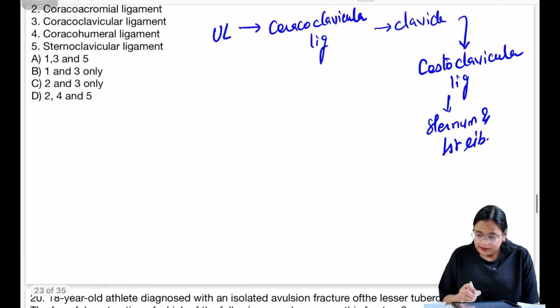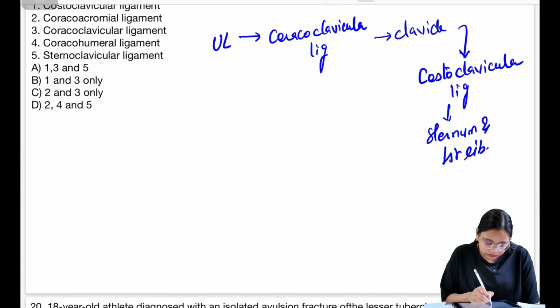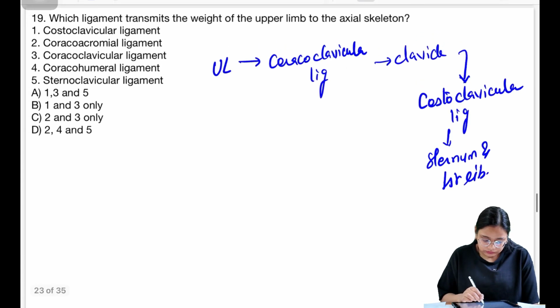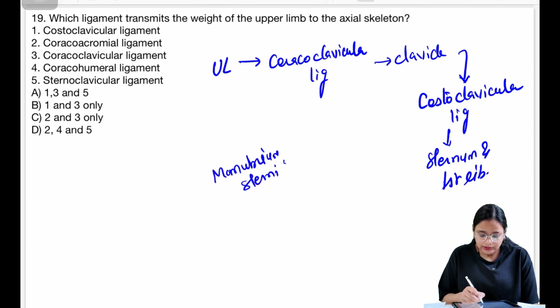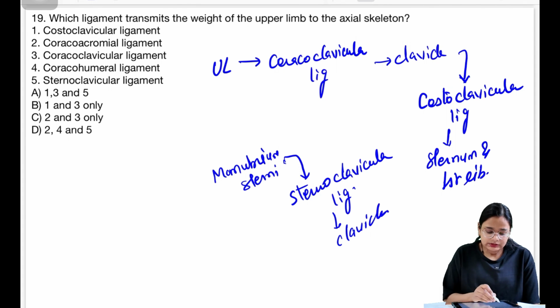Okay. Then from the manubrium sterni, we have to transmit weight to the clavicle. So we have the sternoclavicular ligament, which is transmitting weight to the clavicle. Okay. So this is the sequence.